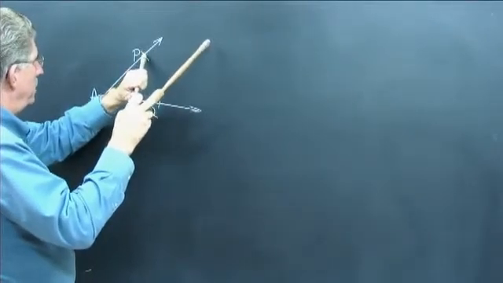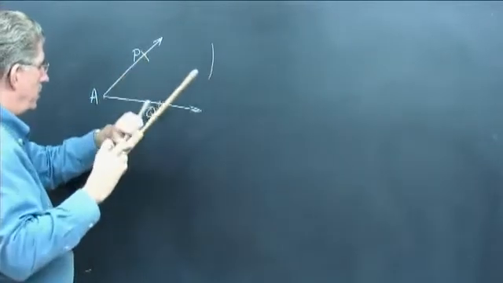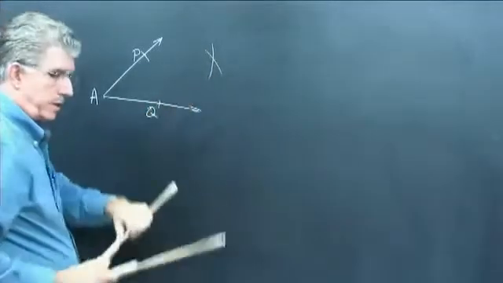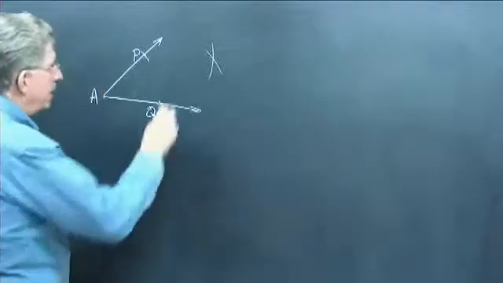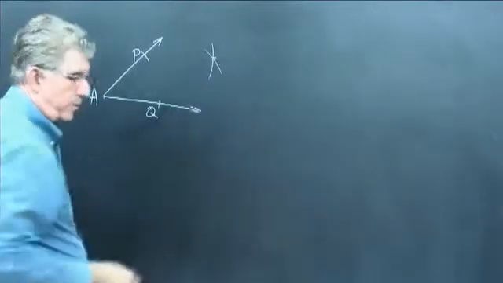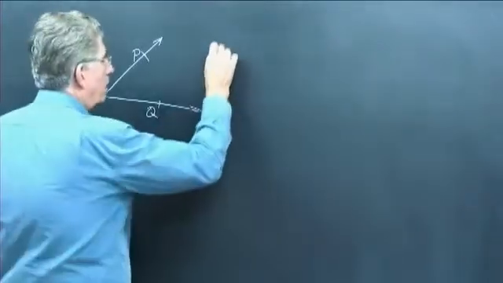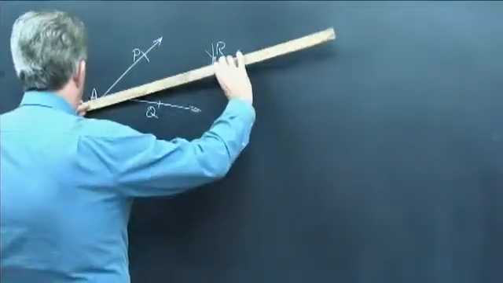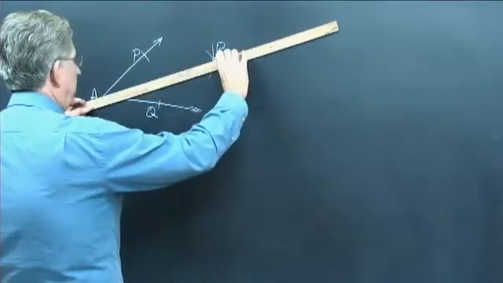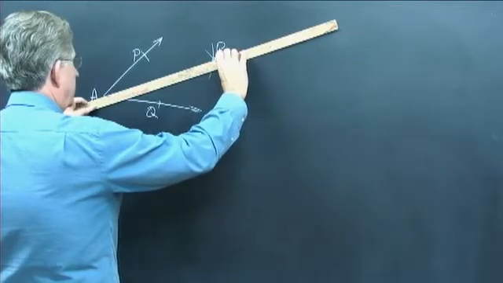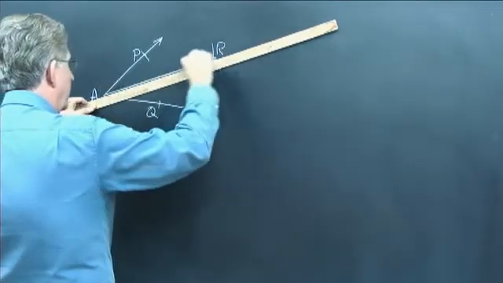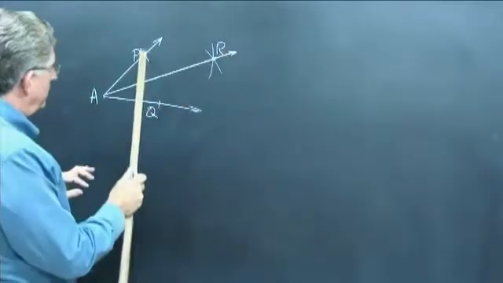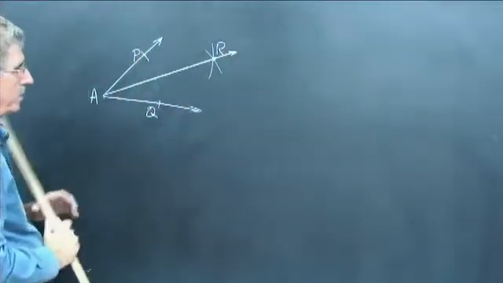Put the point of the compass at P, strike an arc, put the point of the compass at Q, strike an arc, and you guessed it, if we draw a line from that point, which we could call R, back to vertex A, guess what it would be? Yes, it's the bisector. That ray is the bisector of this angle PAQ. Okay?